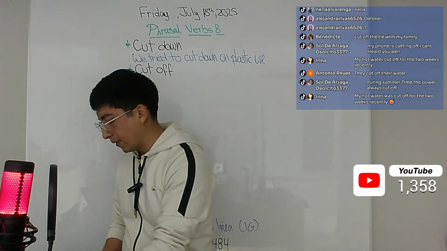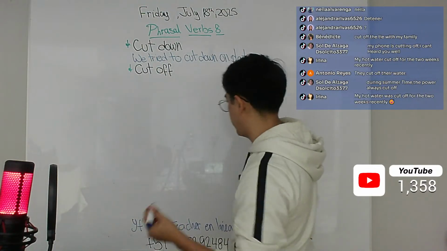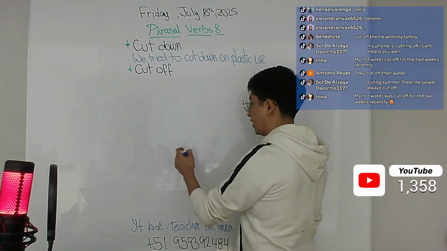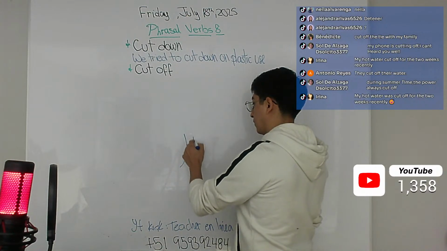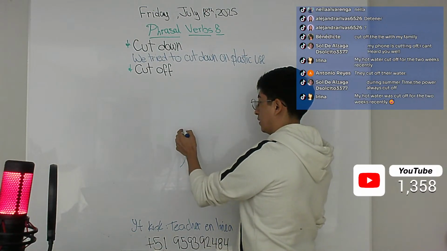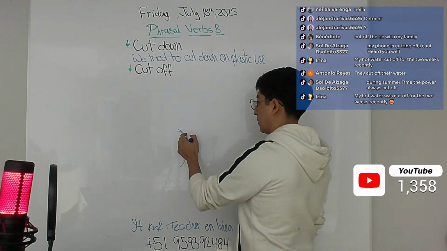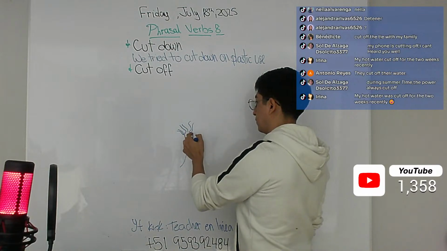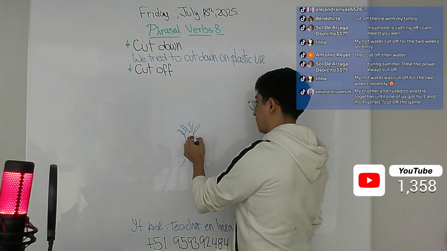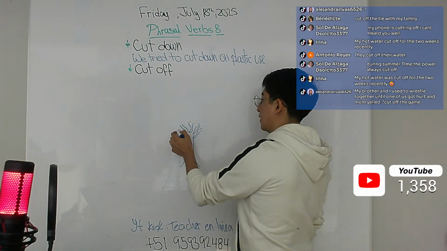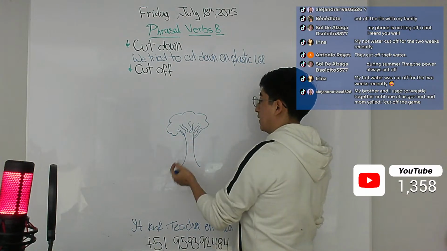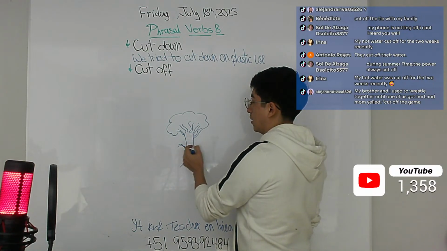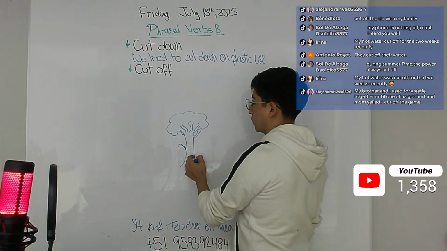Okay, number three. We can talk about cut off, for example, when we literally cut something. Imagine we have some branches here. This is a tree, and then imagine we have a branch here. This is a branch, and this is another branch.